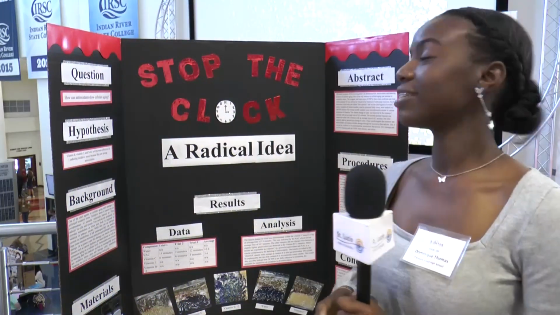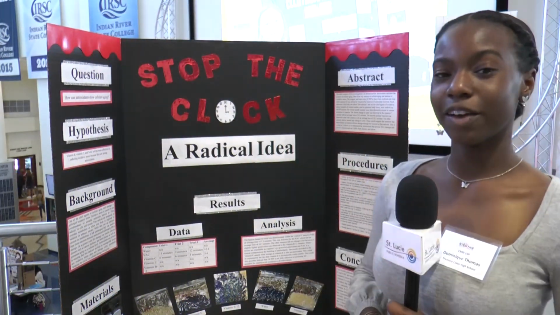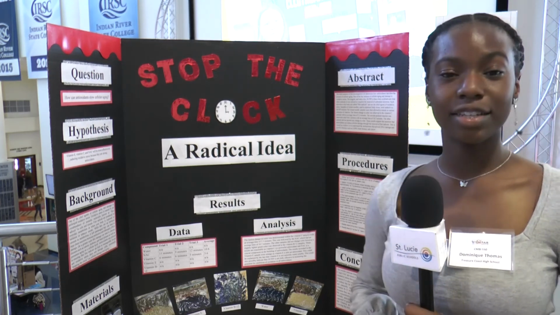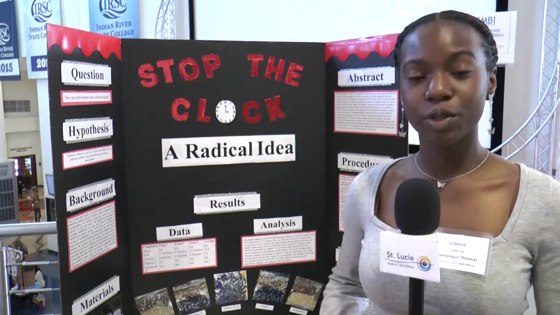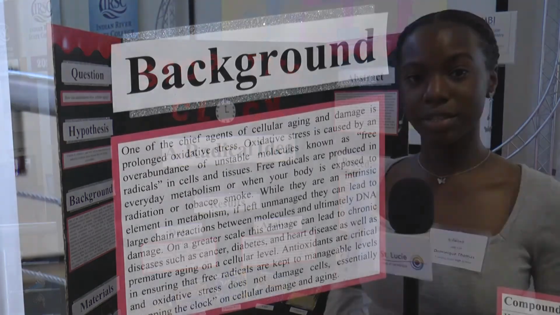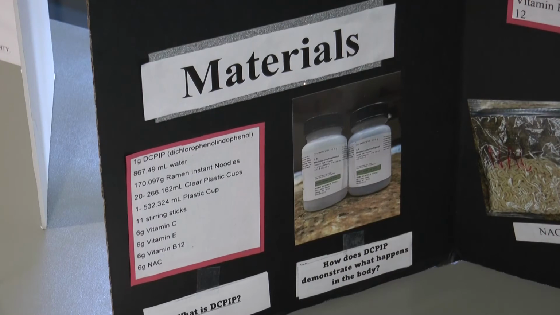So my project this year is on Stop the Clock, a radical idea. So when we look at cellular aging and things that cause chronic diseases such as cancer, heart disease, Parkinson's disease, we try to figure out what causes those diseases. So one of the chief agents in causing these things is actually free radicals. Free radicals are molecules that have unpaired electrons that can cause extra damage in your body.